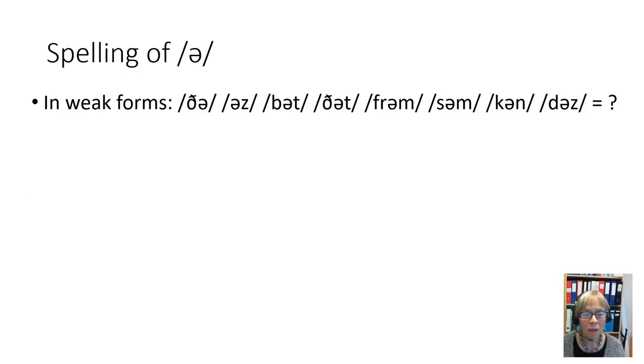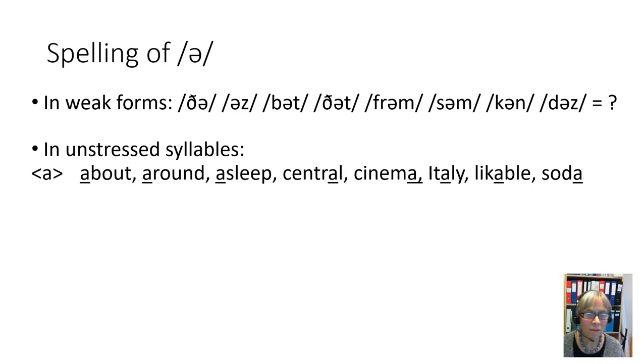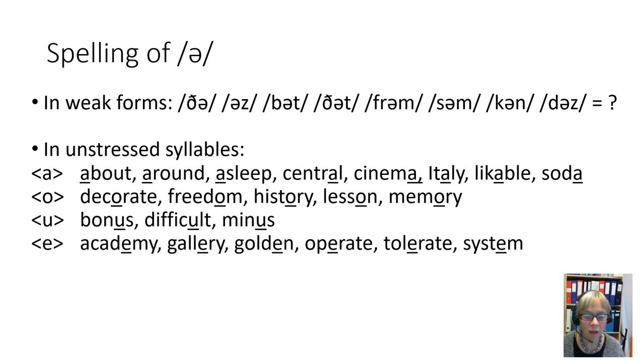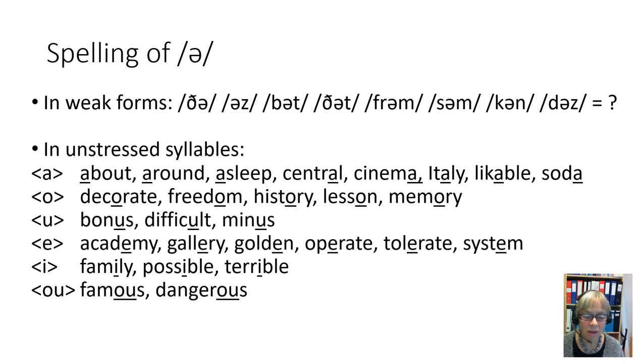Schwa can be spelled in many different ways. In weak forms: the, is, but, that, from, some, can, this, all of these little unimportant function words. And in unstressed syllables, of course: about, around, asleep, central, decorate, freedom, history, bonus, difficult, minus, academy, gallery, golden, operate, tolerate, system, family, possible, terrible, famous, dangerous.